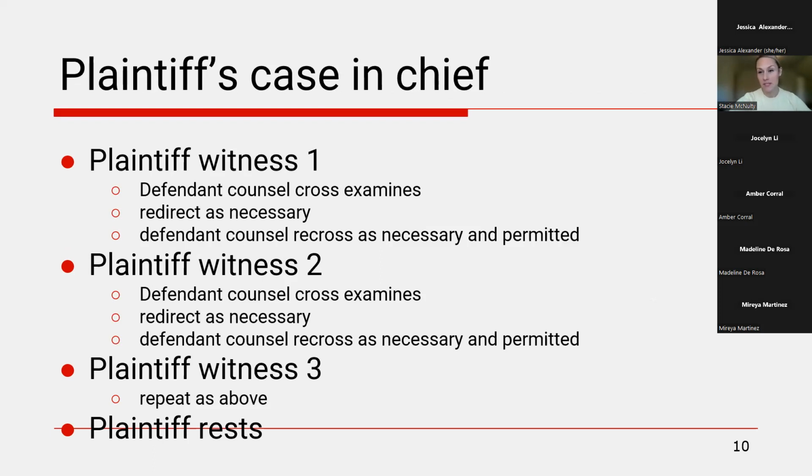Defendant counsel cross-examines. So then they get to ask questions to follow up on what happened on direct. You can redirect as necessary, and then there's recross. So it goes plaintiff, defendant, plaintiff, defendant. Recross is really only as necessary. It's going to be very limited, and the judges are usually going to keep the scope very small. So don't plan on doing that all the time, I guess. So you repeat that process for each of the 3 witnesses, and then the plaintiff rests.